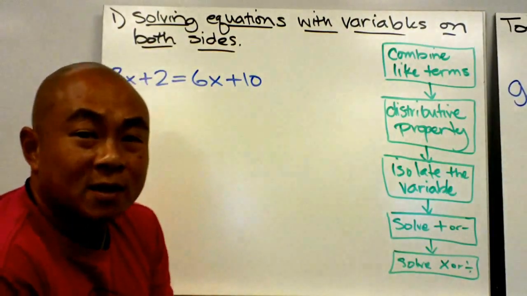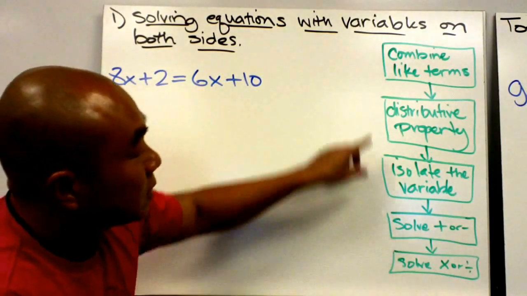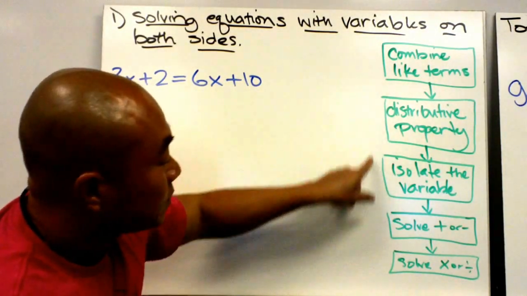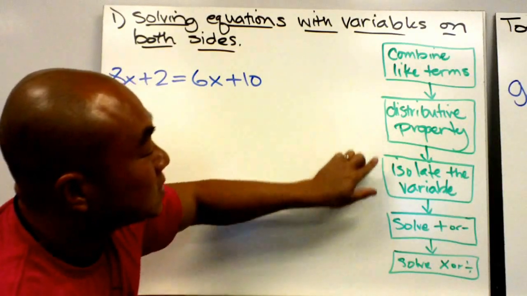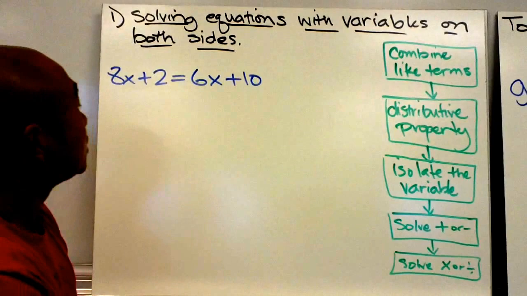Alright, the main thing that you want to get here is this flow map, sequence map. So make sure that this is written down somewhere, and you can always use it to refer to.